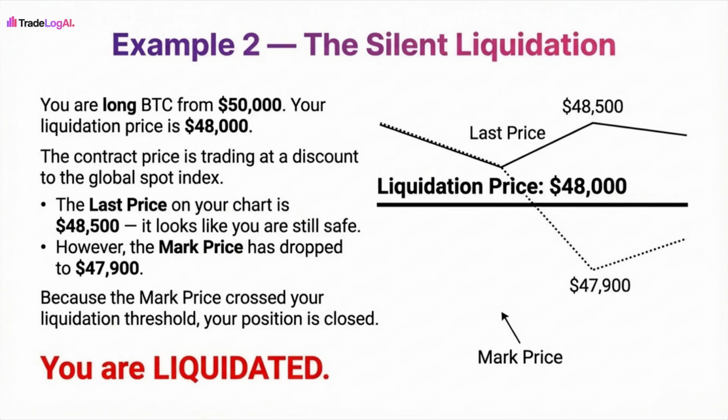But the mark price, the price used to measure your position's health, has dropped to $47,900. Even though the last price never hit $48,000, the mark price crossed your liquidation threshold. And because liquidation triggers on mark price, your position is closed. That's why traders sometimes say, "My chart never touched my liquidation price," but they still got liquidated.